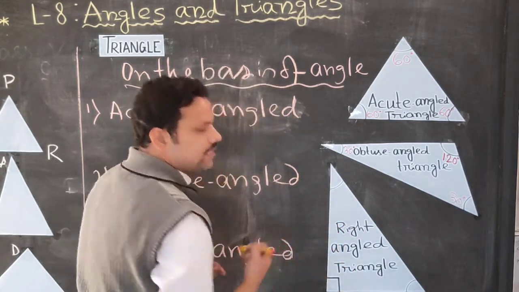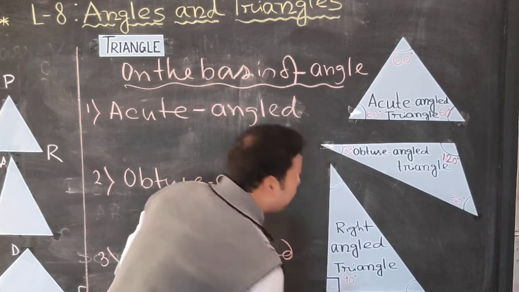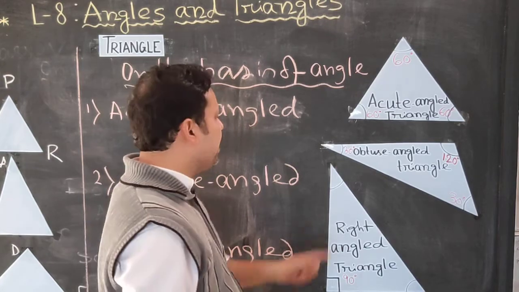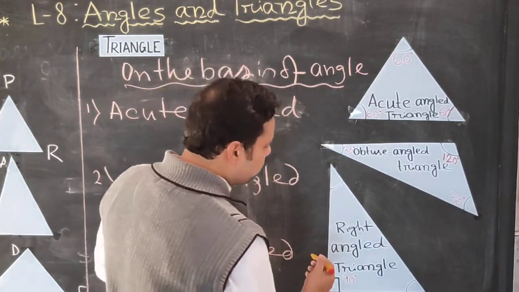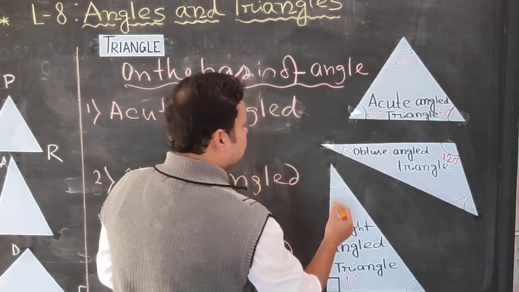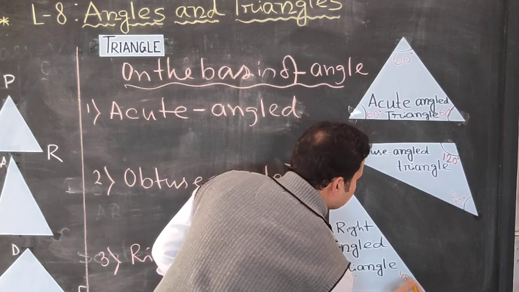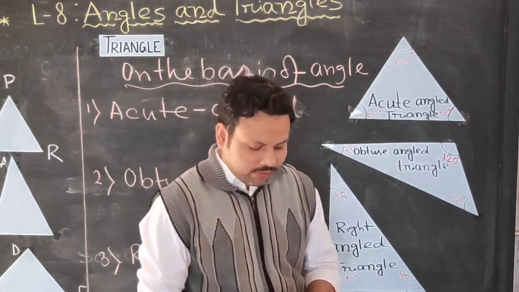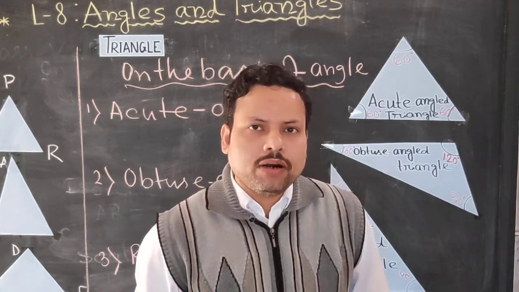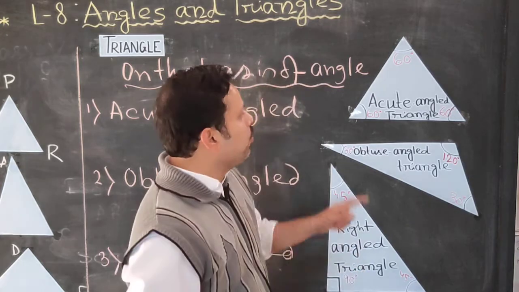Next, right angled triangle. I have already mentioned one shape. This shape is indicating 90 degrees. Clear? Others are obviously acute angles. So put the values: this one 45 degrees and this one also 45 degrees. So others are acute.